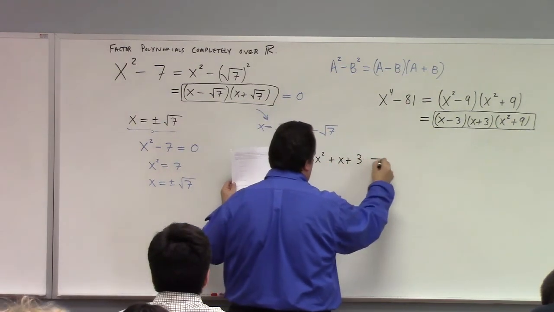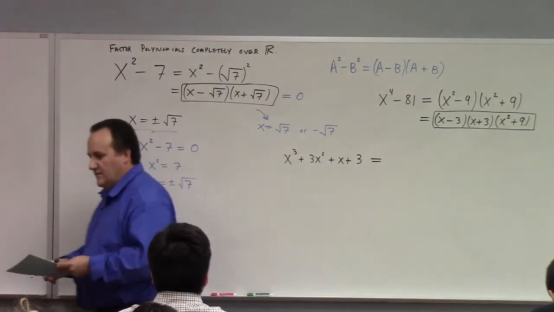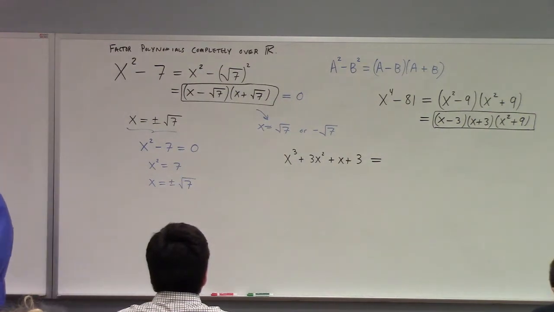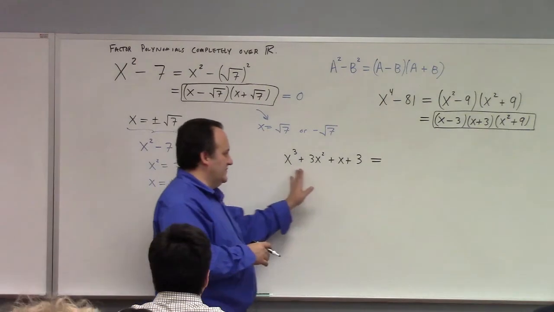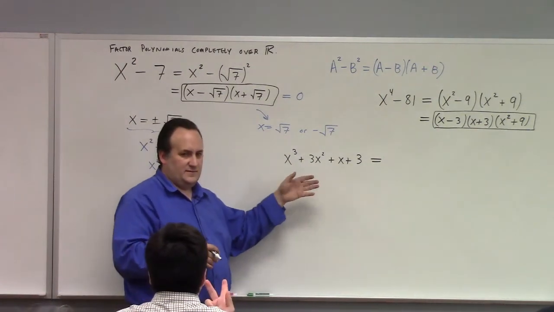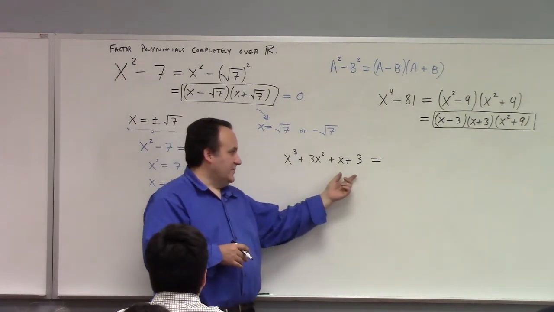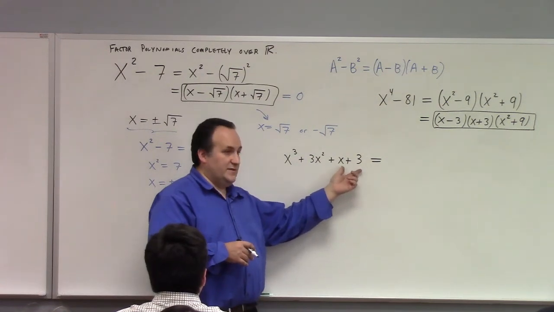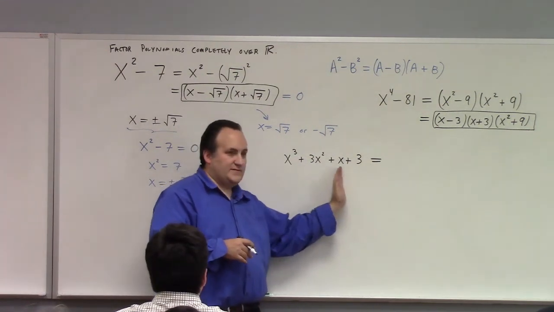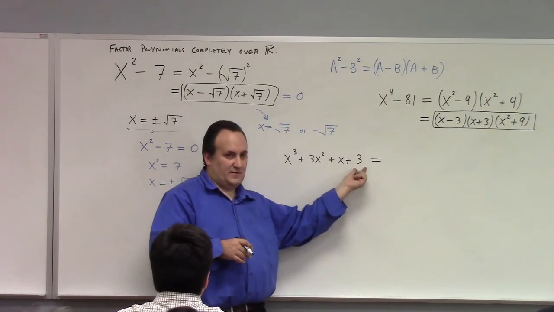How do you factor this thing? Let me tell you one thing some of you did, which was wrong. I saw a few students factor an x out of all of this. But you can't factor an x out of the totality of the expression, because there's no x over here.